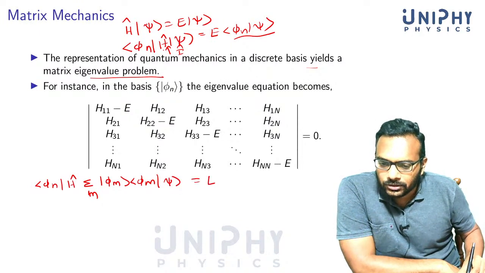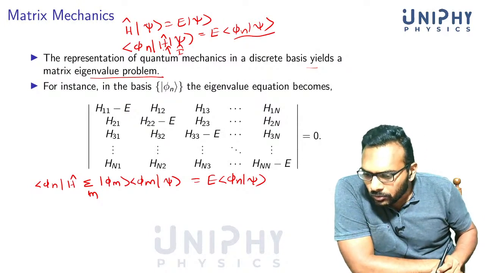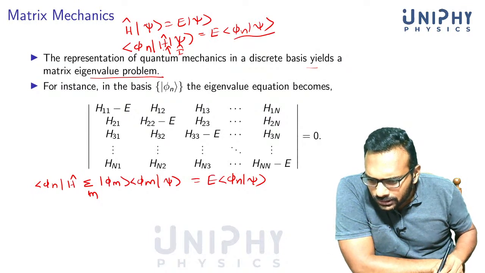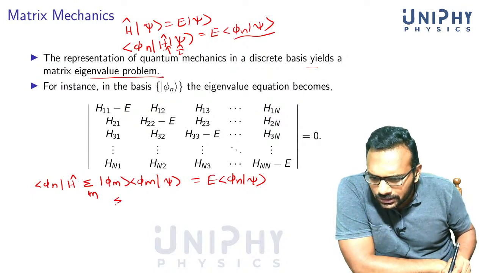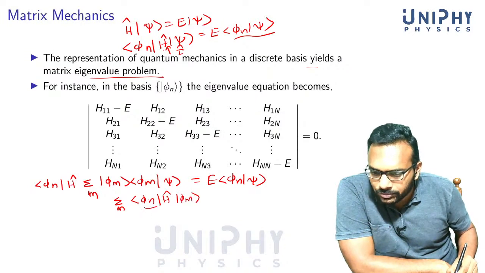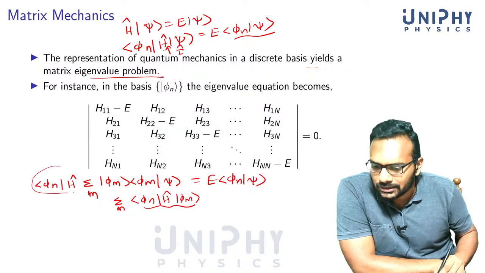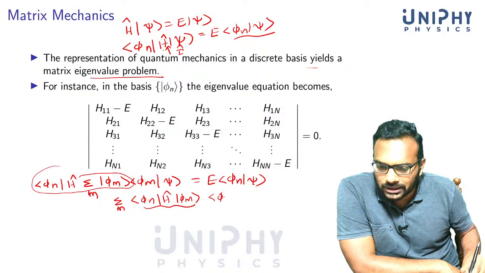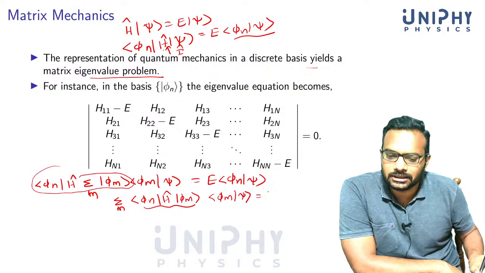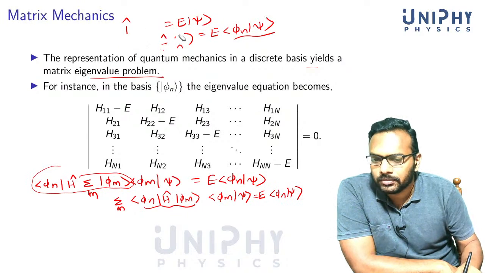The right hand side you don't have to do anything to because it's already a number, a set of numbers. Now what is this? You can take the summation over m outside: phi n H cap phi m. This has become a number, and you have got another number here, phi m psi. This is equal to E phi n psi.